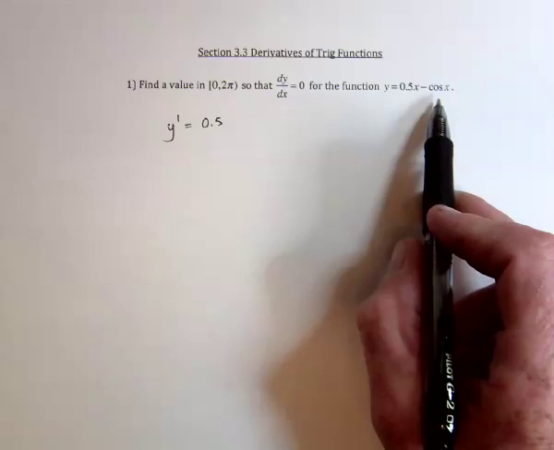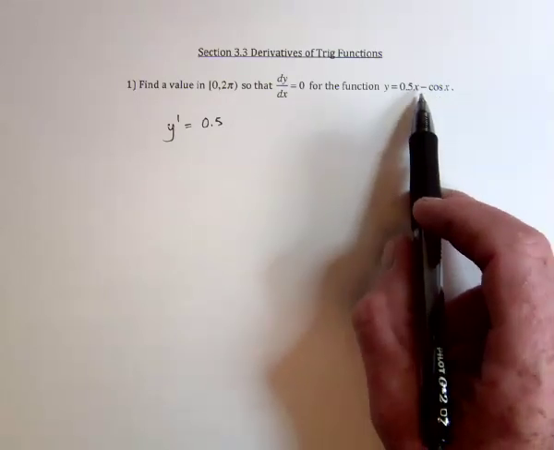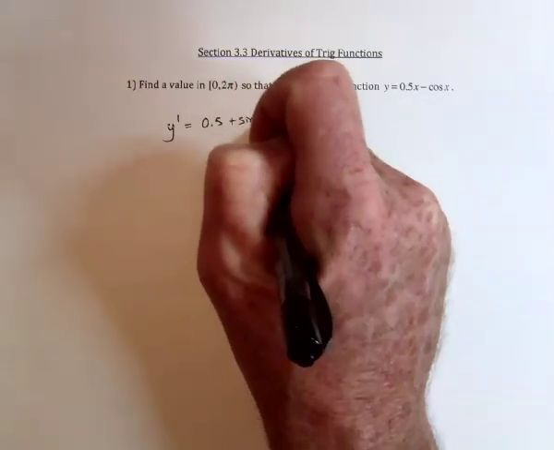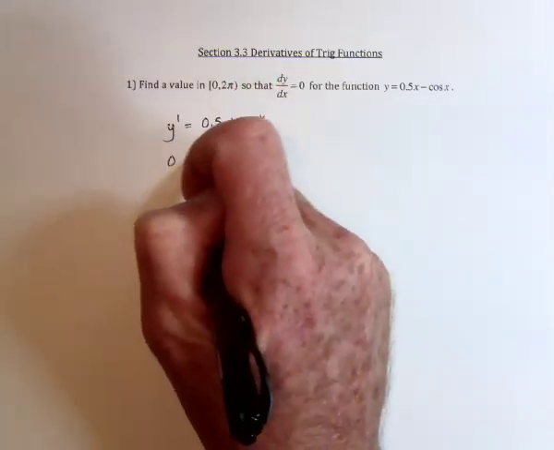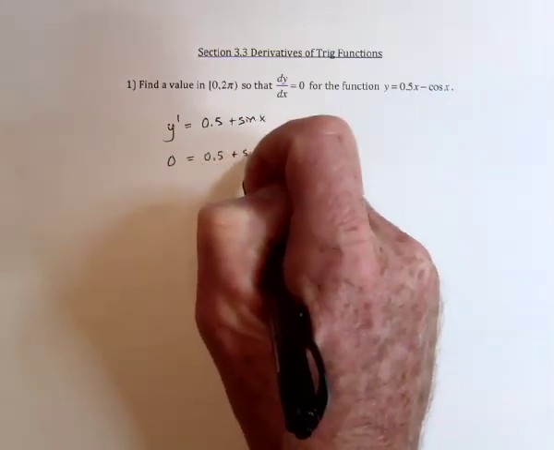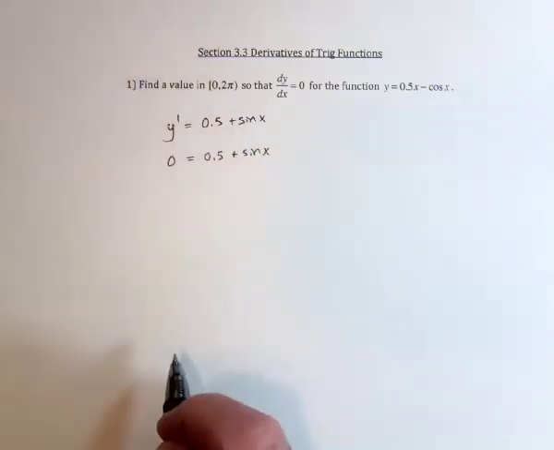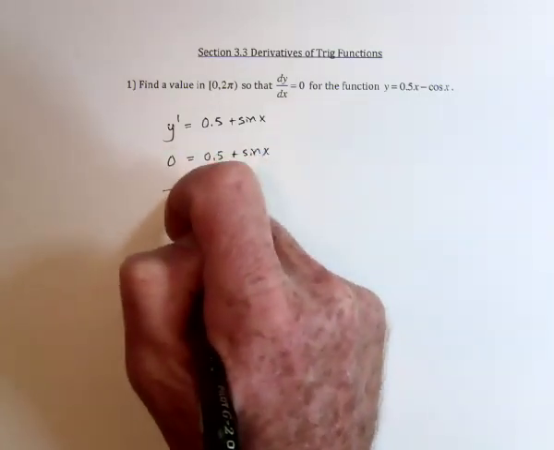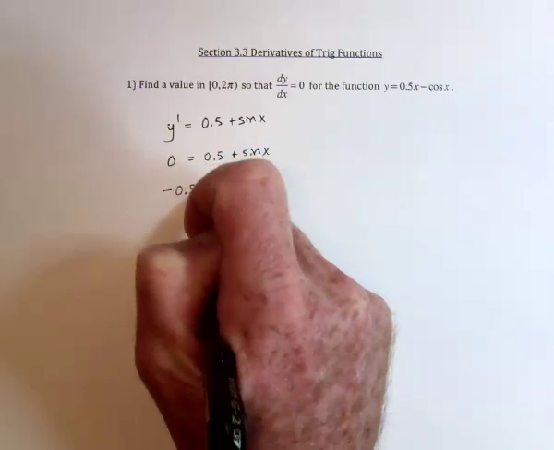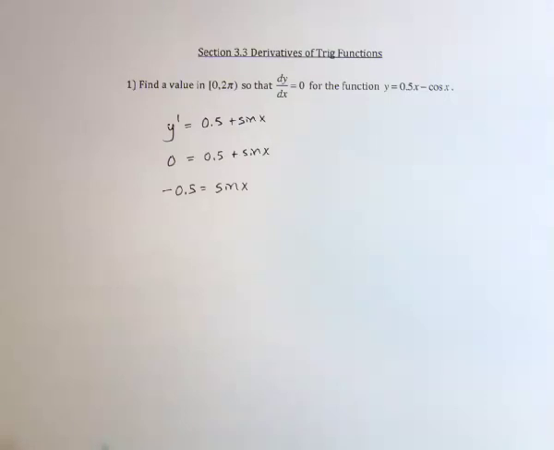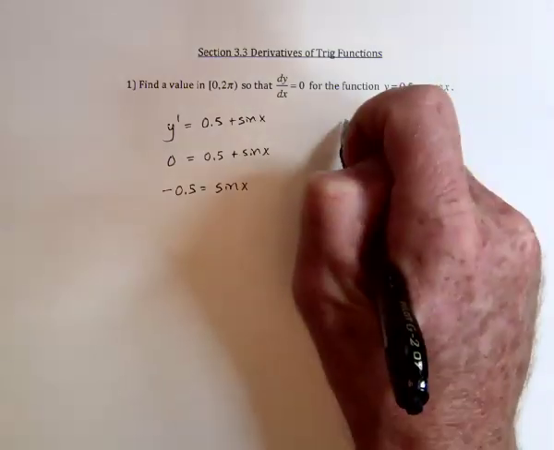And the derivative of cosine is negative sine. So together with this is going to make positive sine. And then set that equal to 0. And then we need to solve for x, so we would move the 1/2 over, becomes a negative 1/2. And so we now have the question, when does sine equal negative 1/2?